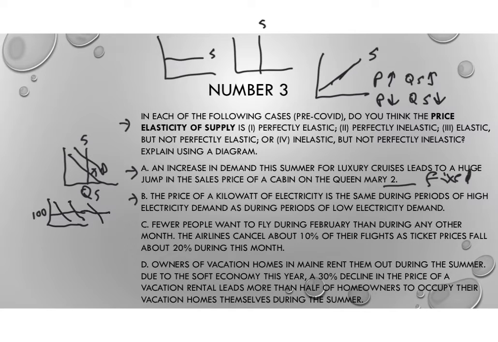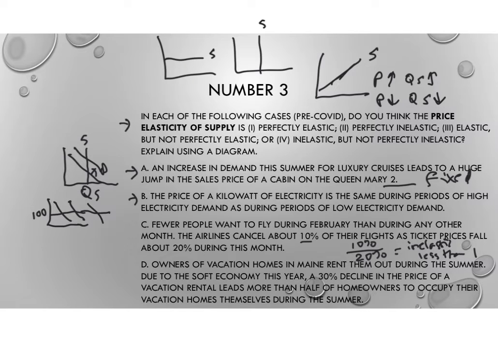And then for C, fewer people want to fly during February than any other month. Airlines cancel 10% of their flights. So this is a quantity thing. The percentage change in quantity is 10%. The percentage change in price is 20%. We know that this is going to be relatively inelastic. Why? It's not perfectly inelastic because we don't have a coefficient of 0, but it's relatively inelastic because we have a coefficient that is going to be less than 1.